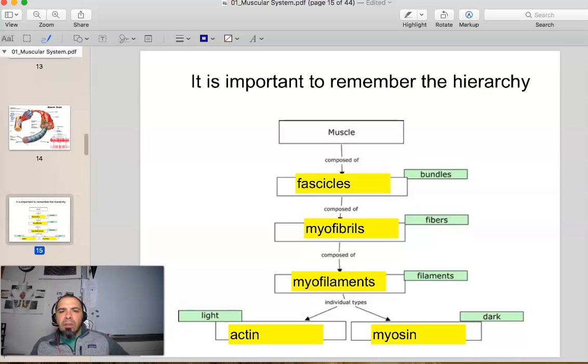It goes: muscle is composed of fascicles, then the fascicles are composed of myofibrils, then the myofibrils are composed of myofilaments, and then the myofilaments are made up of actin and myosin. So again, I would pause this and jot this down, and add bundles and fibers and filaments. We're going from large to small here. But again, the key point is everything moves towards the middle.